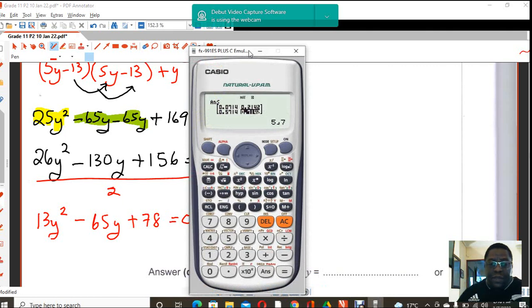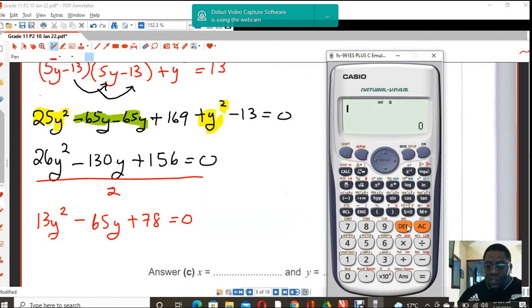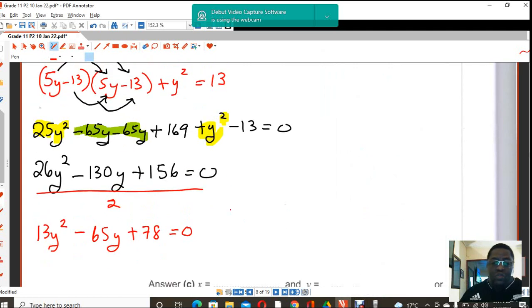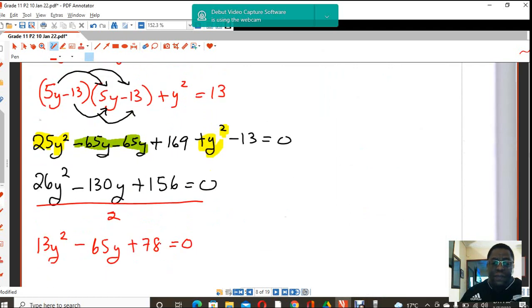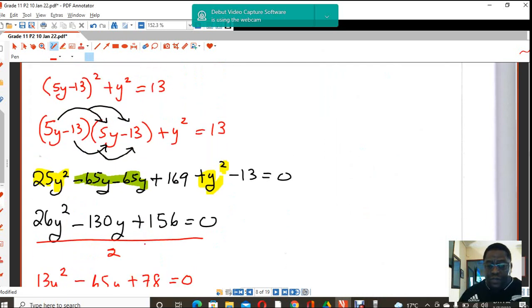Just bring my calculator up here just so you can see exactly. So I have got 156. All right then, so let me say 169 take away 13. Okay, divide that by 2. Good, I'm on the right path. All right, so this is a quadratic equation, and hopefully by now you should be able to solve this quadratic equation here. You can use the quadratic equation formula.